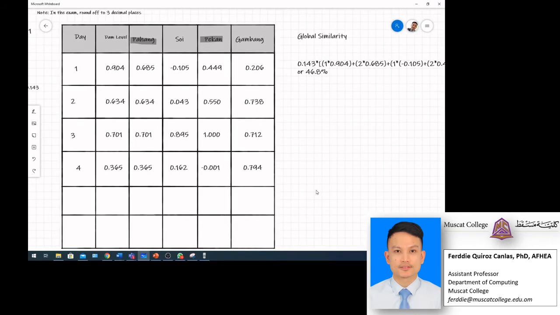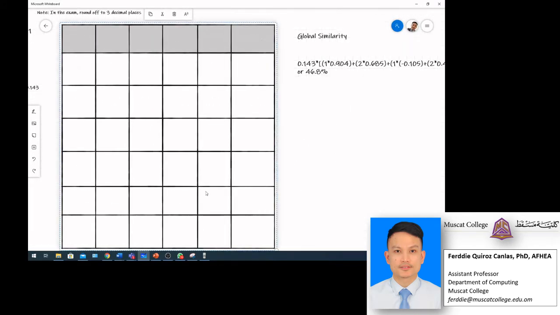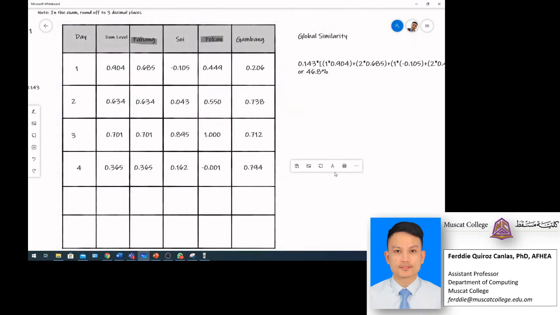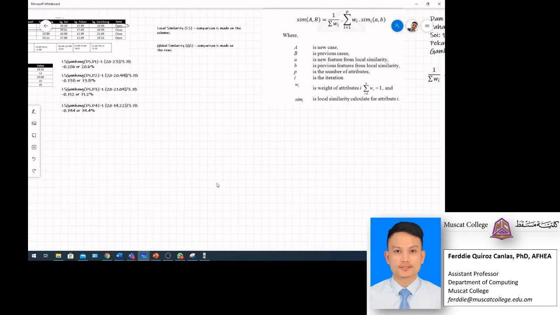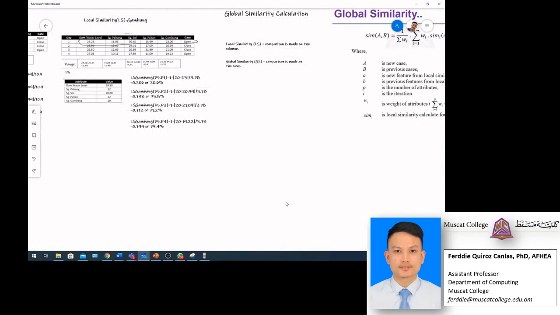So meaning day 5, which is in here, sorry, let me write day 5. What was the given for day 5, if you remember? Would you please tell me? What were the given for day 5? Day 5, we have 29.50, we have 12, we have 20, we have 22, we have 20.